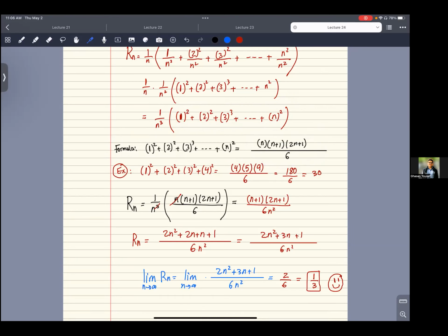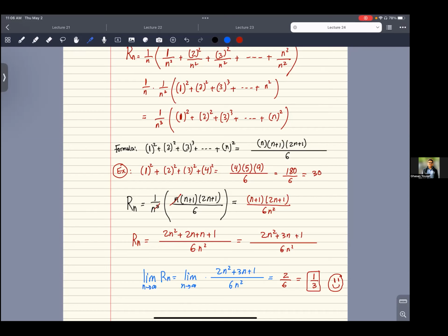Makes sense? Does it make sense? Yeah. Perfect. So we prove that the limit for Rn when n goes to infinity, they give me 1 over 3. This is what we need for this example. Okay.